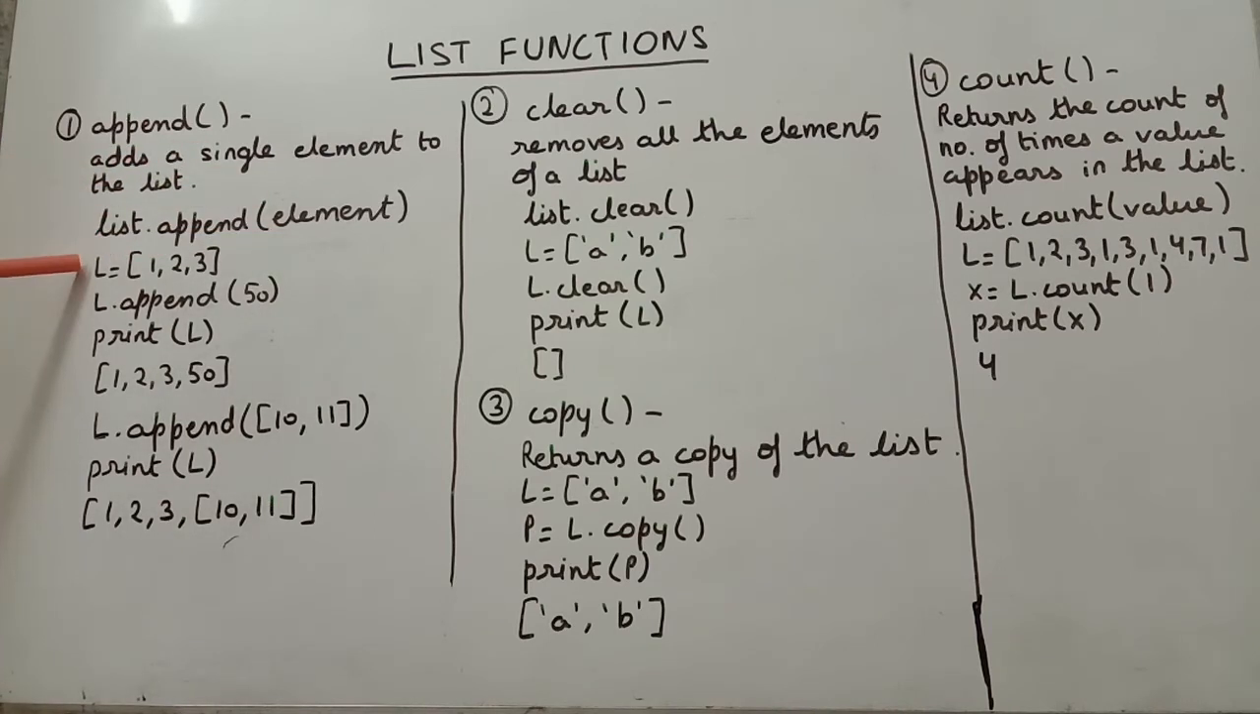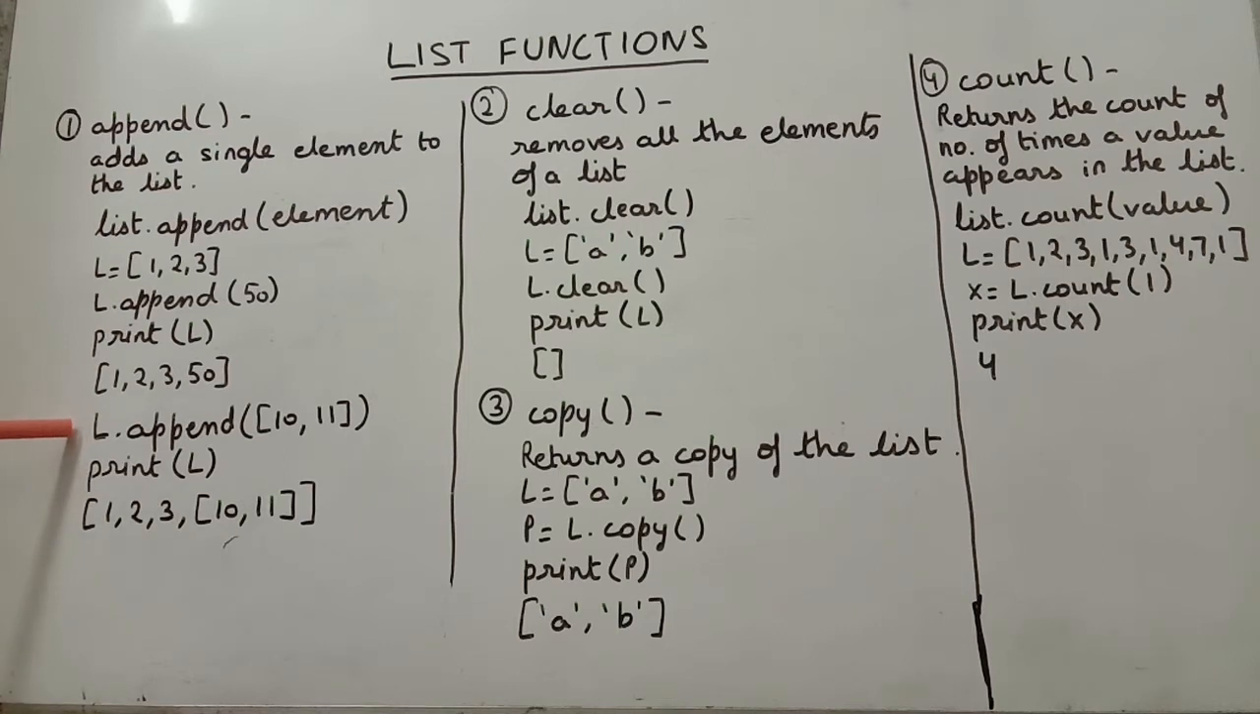For example, L is equal to 1, 2, 3, this is my list, and I said L.append(50). I am providing a single value to this function. When I display the result, the list, it is 1, 2, 3, 50. Now 50 is added to the end of the list.